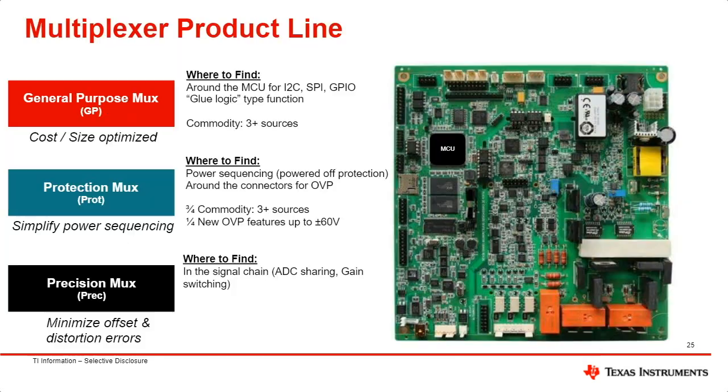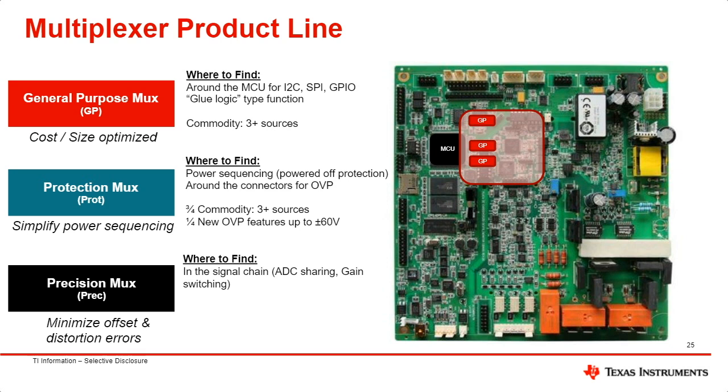So when we talk about our portfolio, for example, this is your system. Where can you find these multiplexers in your system? Where can you use them? For general purpose mux, as we talked about, they are low cost and can drive protocol and communication signals, such as I2C, SPI, and GPIO. You're going to see them around your MCU. They also can be used as logic gates. So they're going to be around this area next to the MCU.